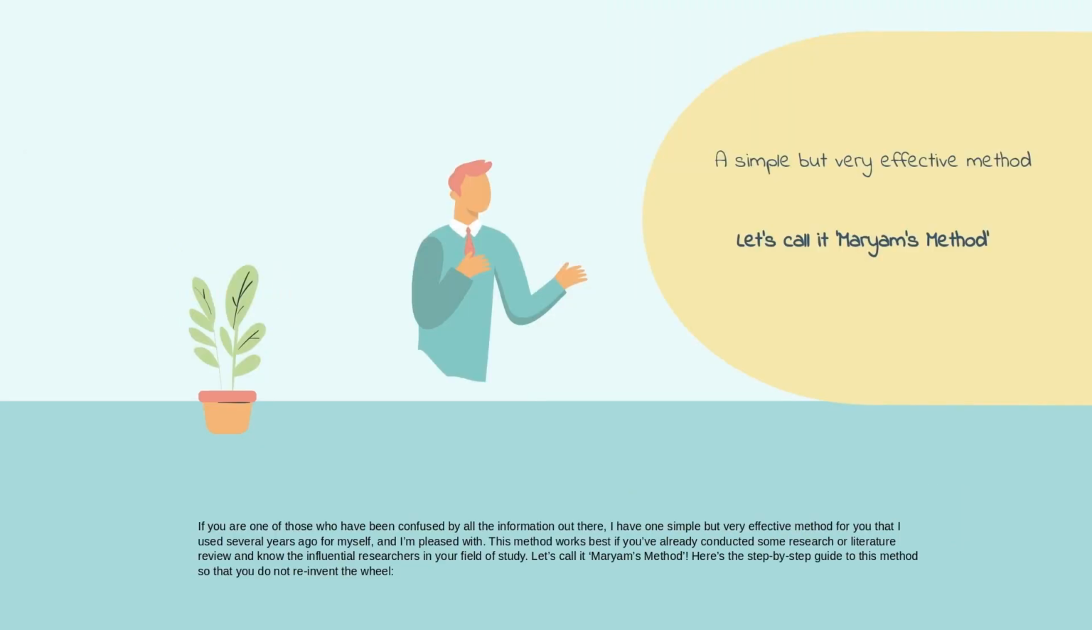If you are one of those who have been confused by all the information out there, I have one simple but very effective method for you that I used several years ago for myself and I'm pleased with. This method works best if you've already conducted some research or literature review and know the influential researchers in your field of study. Let's call it Mariam's method. Here's a step-by-step guide to this method so that you do not reinvent the wheel.